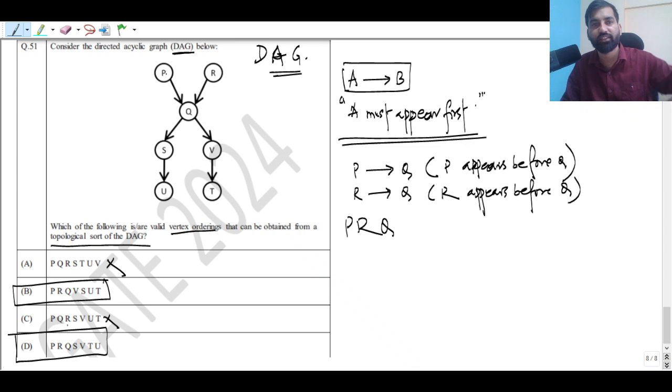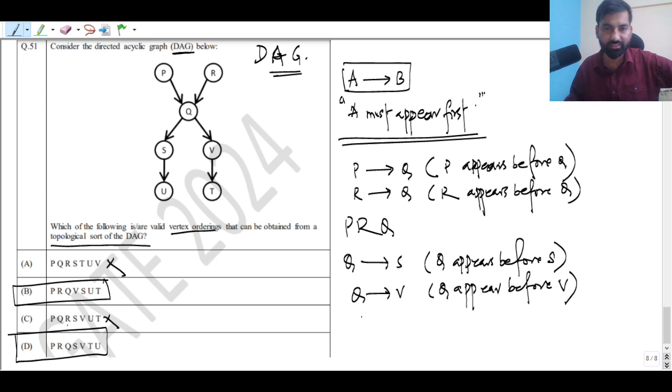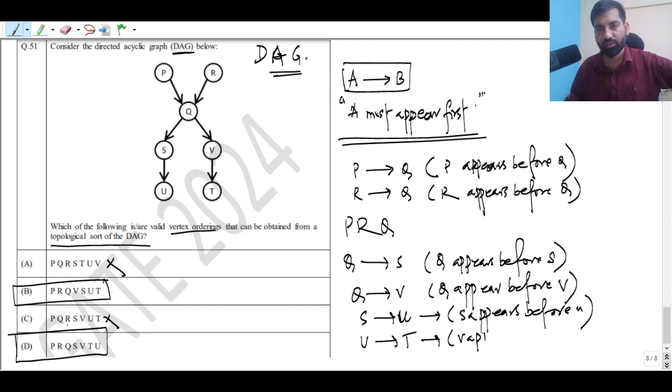Now we are done with vertices P and R. Let us come to Q. Q is directed to S, so Q must appear before S. Next, Q is directed to V, so Q appears before V. Next are S to U and V to T. So S appears before U, and V appears before T.